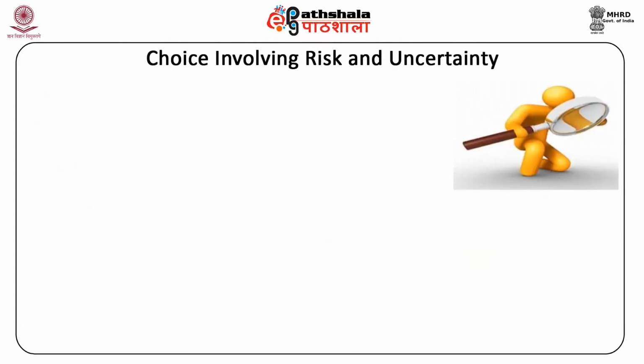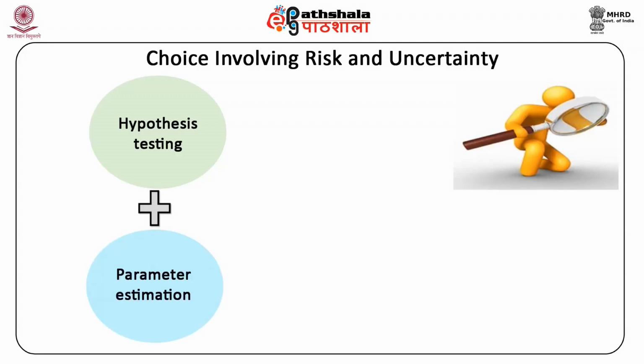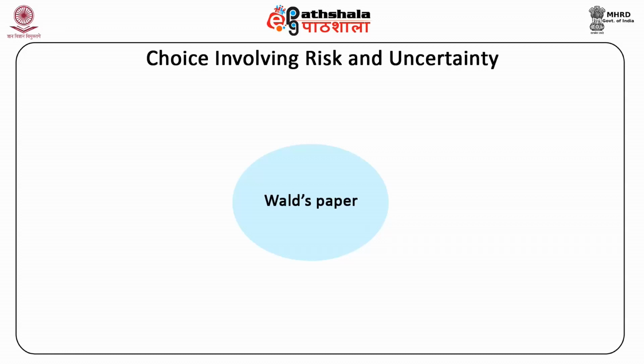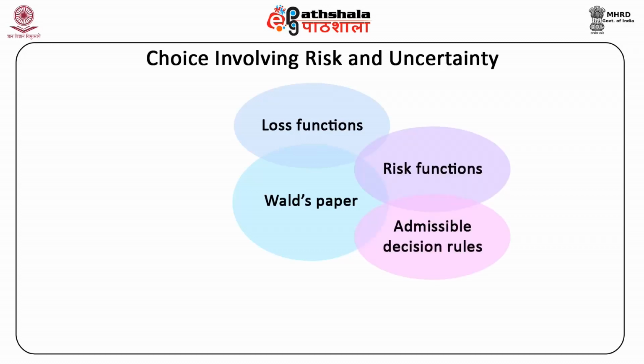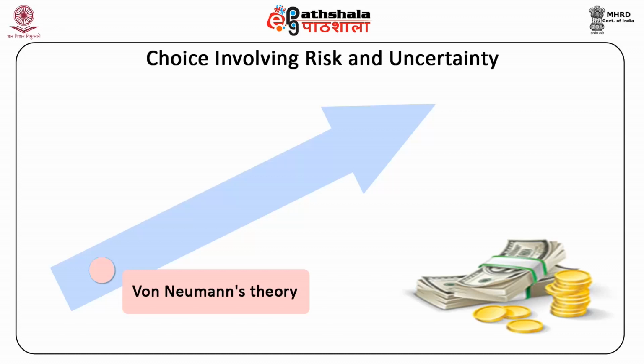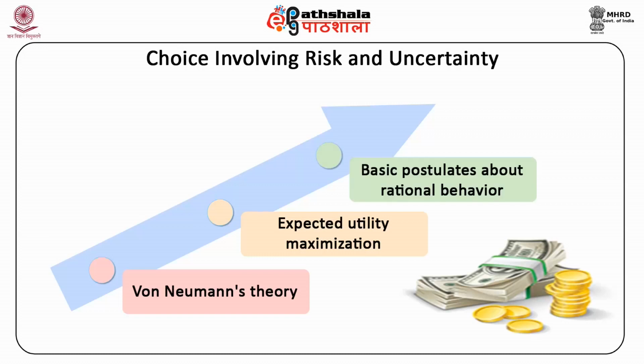In the 20th century, interest was reignited by Abraham Wald's 1939 paper pointing out that the two central procedures of sampling distribution based statistical theory, namely hypothesis testing and parameter estimation, are special cases of the general decision problem. Wald's paper renewed and synthesized many concepts of statistical theory, including loss functions, risk functions, admissible decision rules, antecedent distributions, Bayesian procedures, and minimax procedures. Von Neumann's theory of expected utility proved that expected utility maximization followed from the basic postulates about rational behavior.